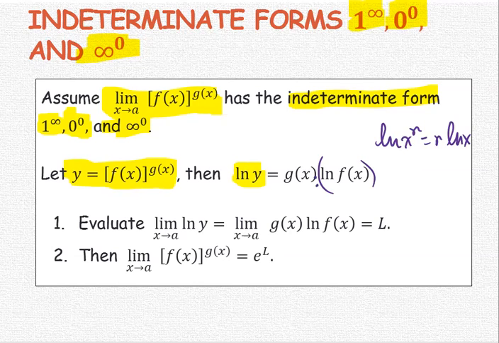And then we are going to evaluate the limit of the log y on the left hand side. That means we find the limit of the product of g and natural log f. After we get the value of the limit, we use this limit value as the power of e to bring back to the limit of the original form.